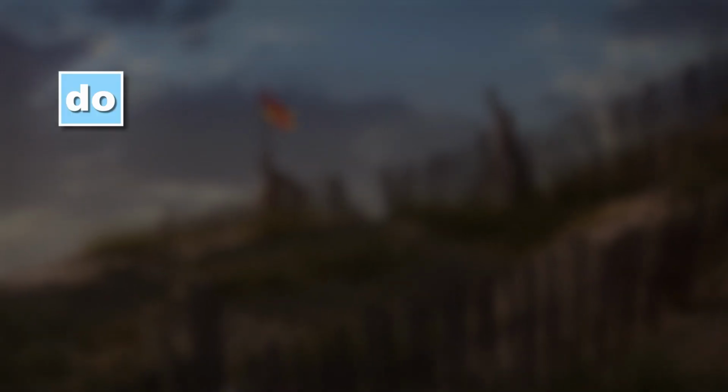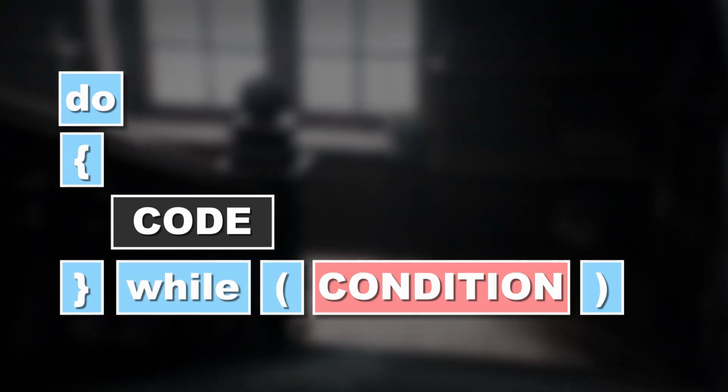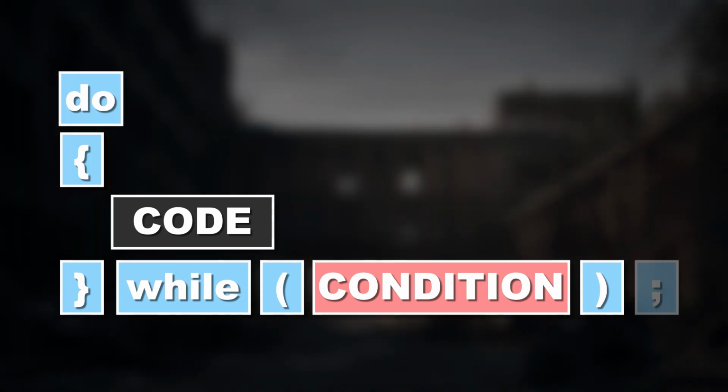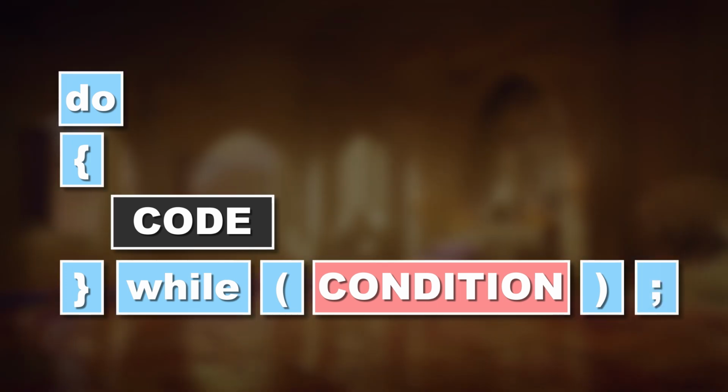Do-while loops are another form of a while loop. They consist of 4 components. First, the do keyword, then the code block of the loop, followed by the while keyword, and lastly, the condition. As a contrast to the while loop, we also have to put a semicolon after the condition of the do-while loop.